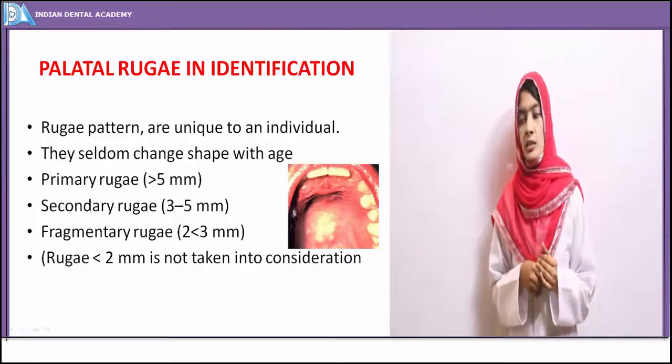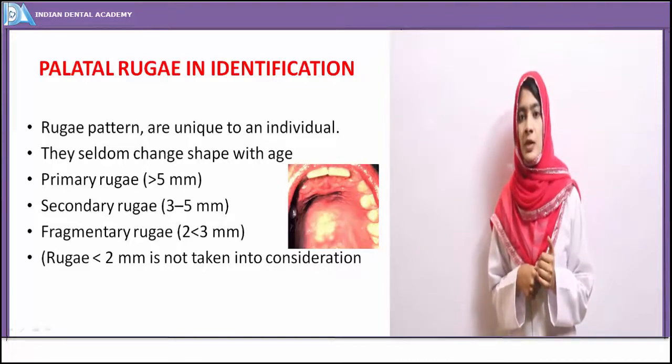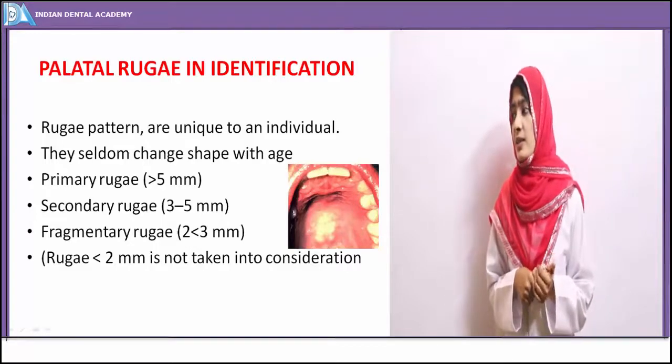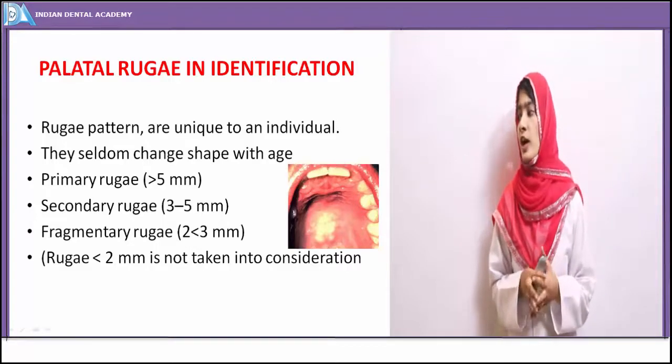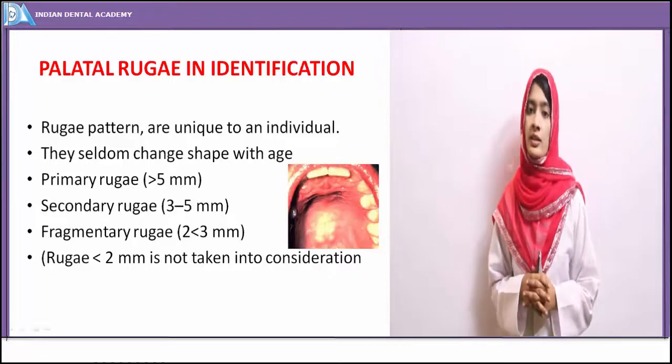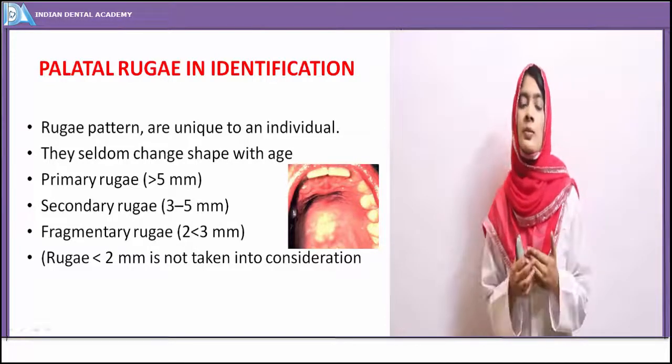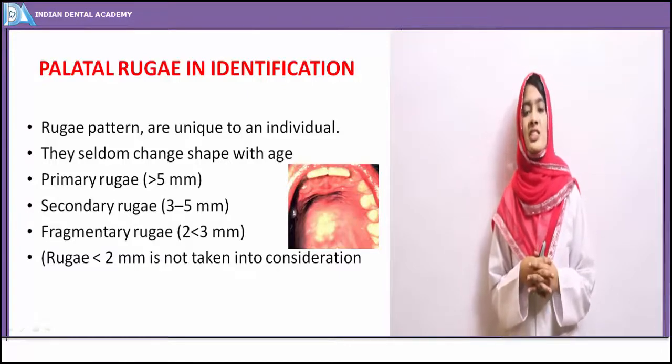And there are different types of rugae. There are primary rugae when they are more than 5 mm, secondary rugae when they are between 3 to 5 mm, and fragmentary rugae when they are between 2 to 3 mm. Rugae less than 2 mm are just not taken into consideration.